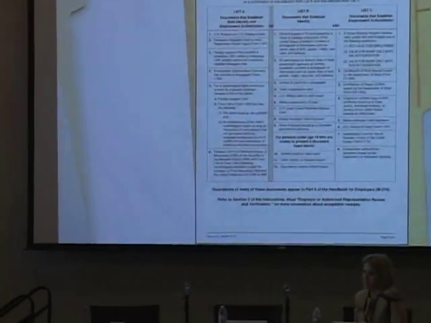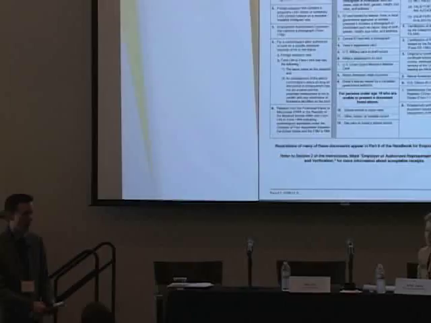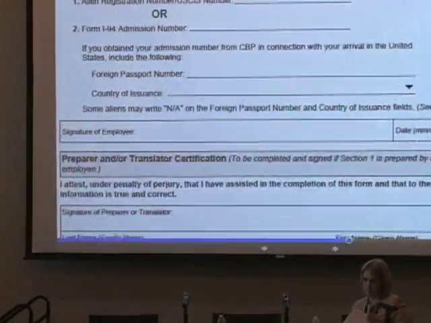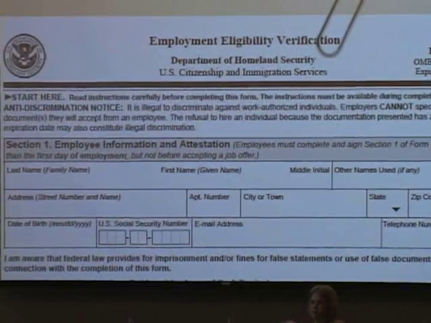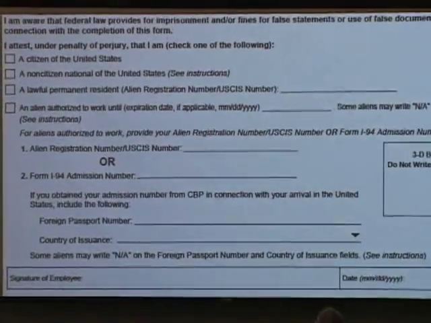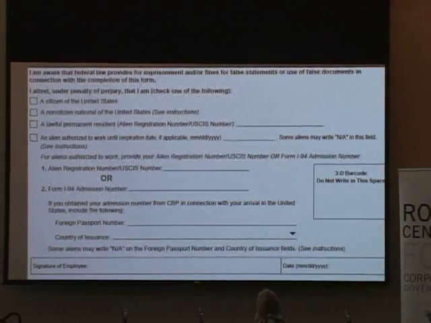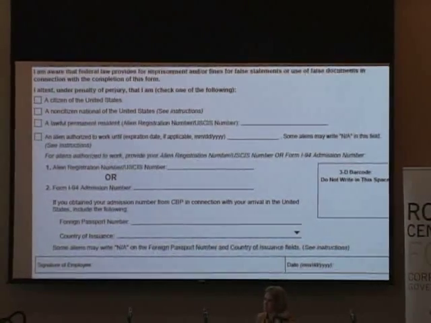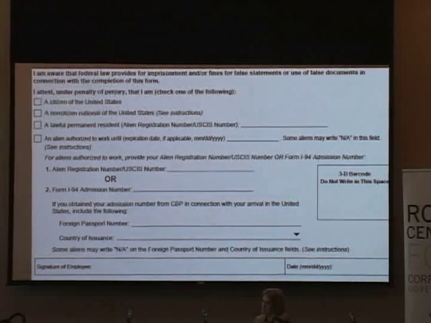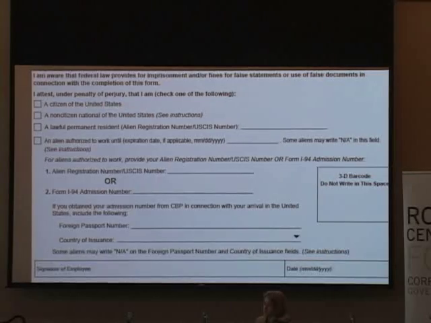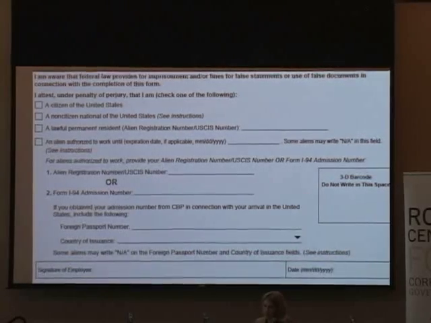Any other questions? Yes? Back in Section 1, someone gets their I-94 not from CBP, so in the U.S. Okay. Down a little bit. Yep. And then they go on to fill in the foreign passport number and country of issuance. Does HR go back and tell the foreign national to cross it out? Is that a form of over-documentation? Well, I don't think that's answered yet.